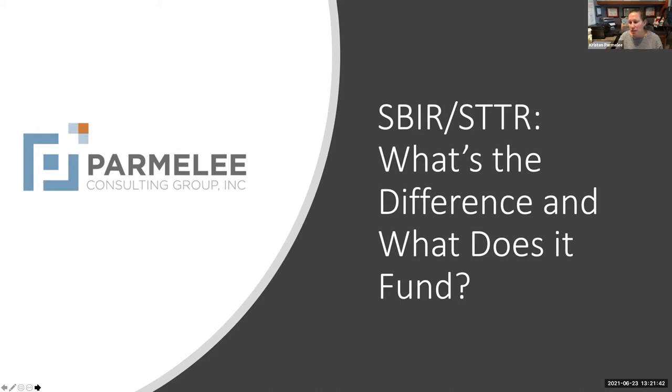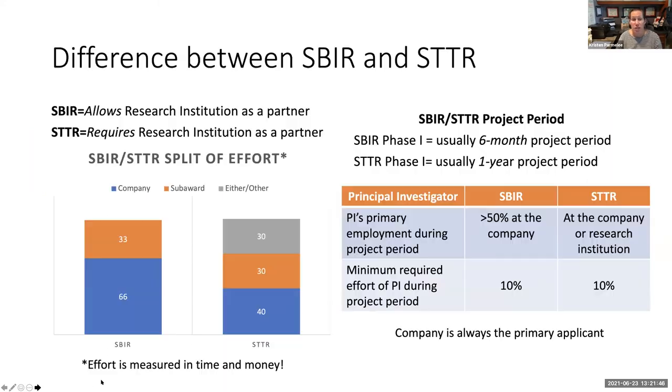All right, so what's the difference between SBIR and STTR, and what does it fund? We'll look at some projects too. So SBIR allows the company, remember the company is always the primary applicant, to partner with a research institution. STTR requires it. And then this little graph on the bottom here on the left is a visual representation of the required splits.